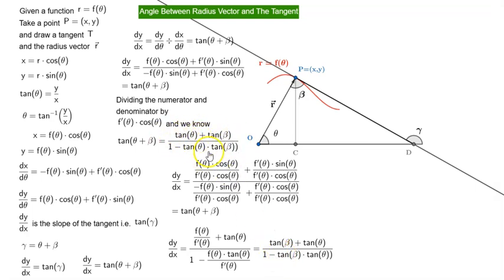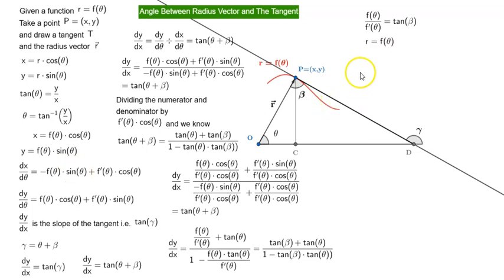We apply the identity: tan beta plus tan theta divided by 1 minus tan beta tan theta. Here, compare the terms. Here you have tan theta, here also you have tan theta. Here you have 1 minus, here you have 1 minus. Here you have tan beta and here you have f theta by f prime theta. And we know that overall they are equal. So that means f theta by f prime theta is equal to tan beta.